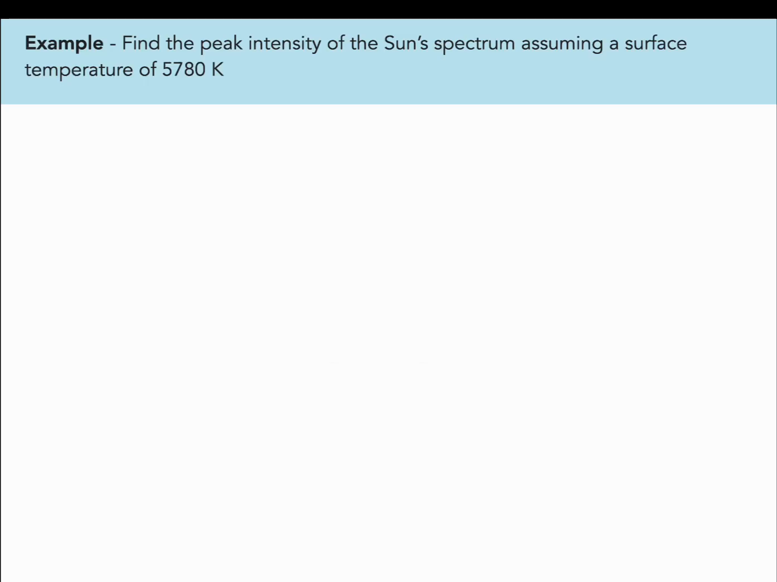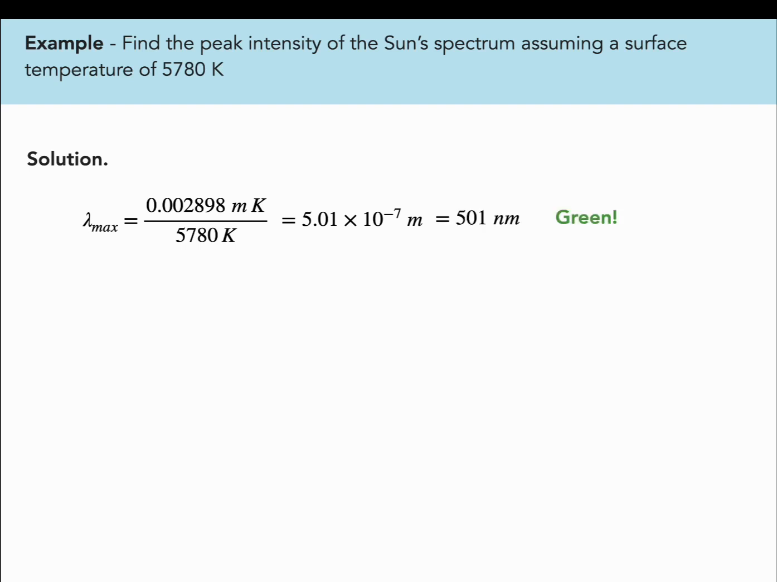So let's look at a simple example. Let's calculate the peak wavelength of the sun's spectrum, assuming the sun has a surface temperature of 5780 Kelvin. We'll just plug the temperature of the sun into Wien's law, which says that the maximum wavelength is 0.002898 meters Kelvin divided by the temperature of the sun in Kelvin, to get 5.01 times 10 to the negative 7th meters. Convert that to nanometers, and that's 501 nanometers. So that's actually kind of a bluish green color.